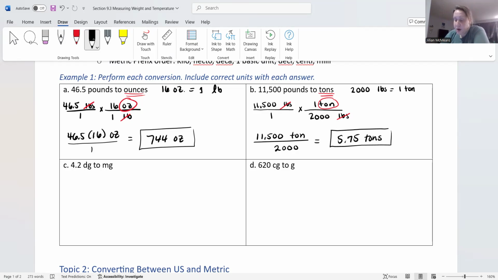All right, for part C, we have metric to metric. Okay, so I'm going to write out the metric system just kind of really quickly here. I have kilogram, hectogram, decagram. Remember, deca is DA and then whatever the basic unit is. So in this case, DAG. And then I have a single gram, decigram, centigram, milligram. And what is happening here is we want to go from decigrams to milligrams. So we want to go from here to milligrams.